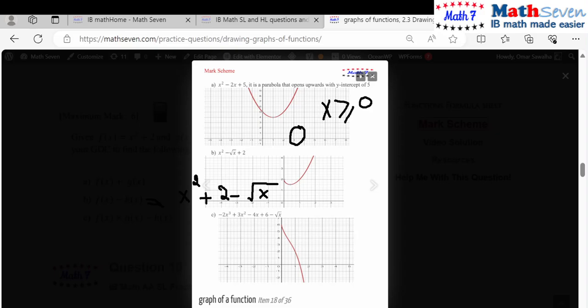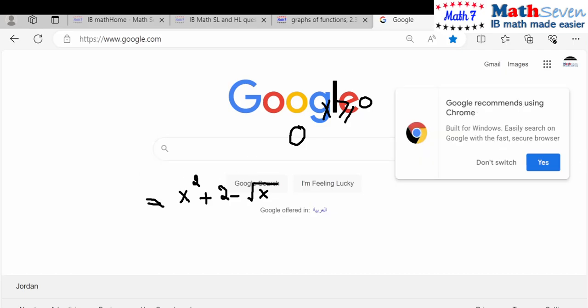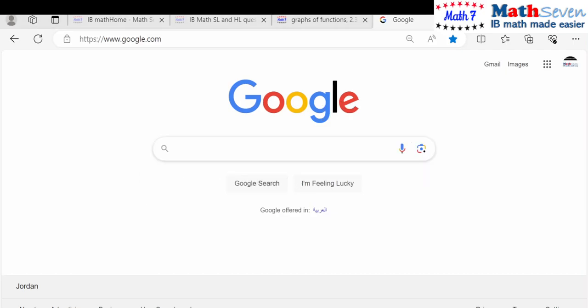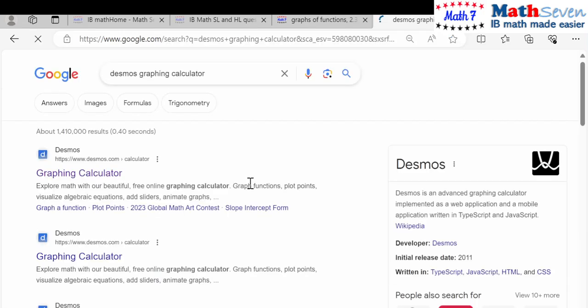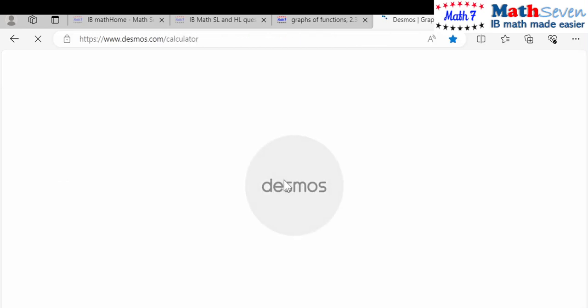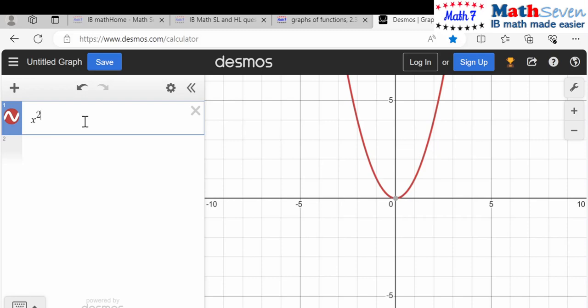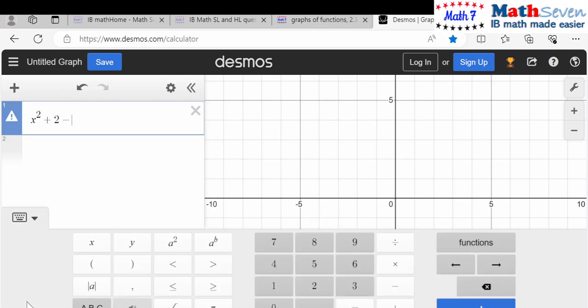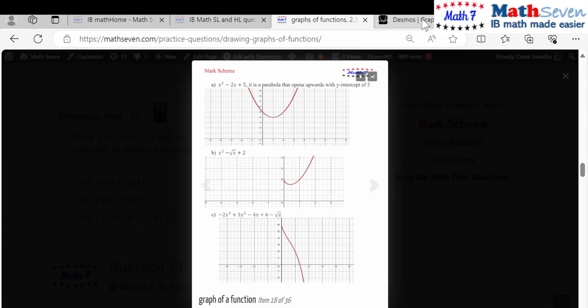Now if you want to use it, you can use Desmos, for example, a graphing calculator, and you can insert the function so that you can see it. There you go. So it's x squared, plus 2, minus radical x. Let me just insert these values. There you go. That's the graph or the answer, which is identical to what you have here.